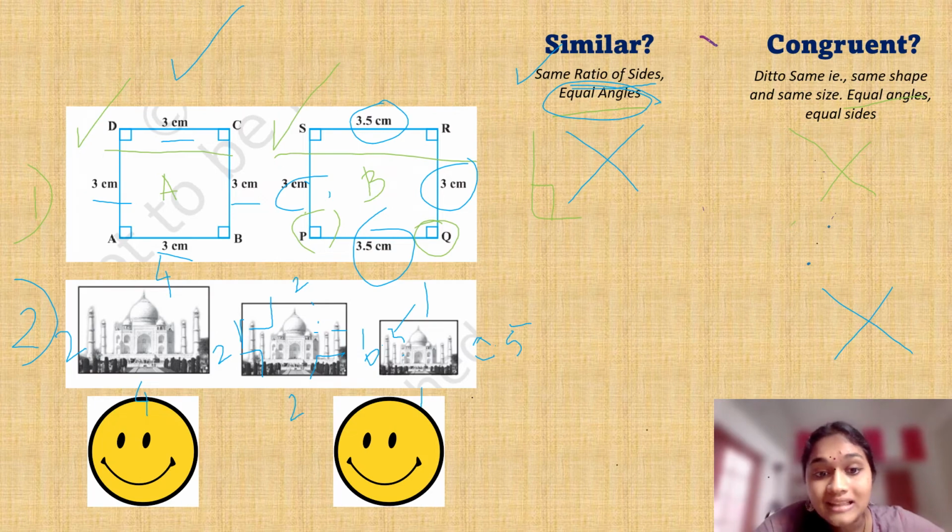So the angles are all equal. 90 degrees, all angles in all three figures. So we have the same ratio of sides and equal angles. They are similar figures. Last one. This one you have to guess just by looking at it.